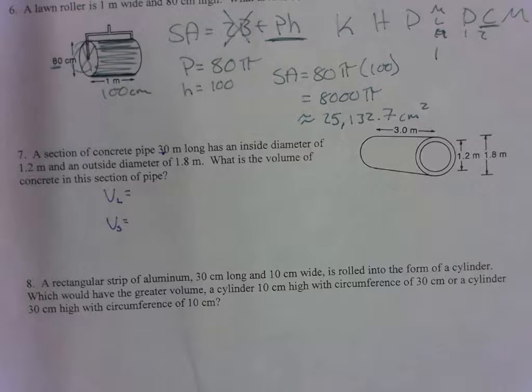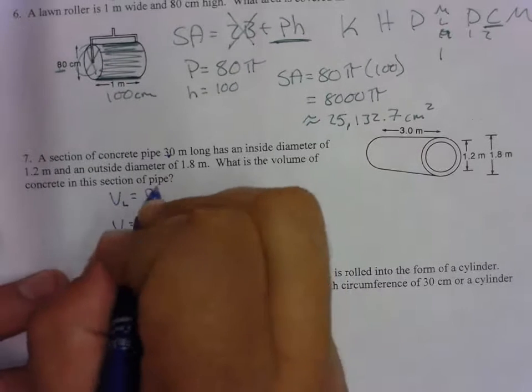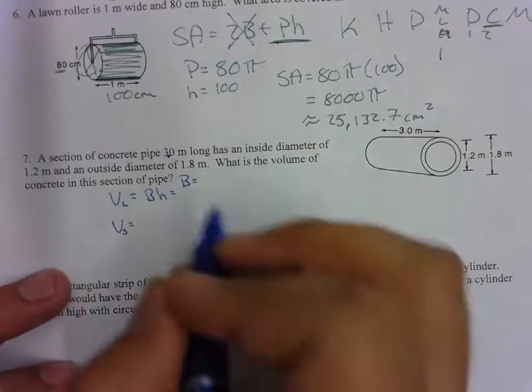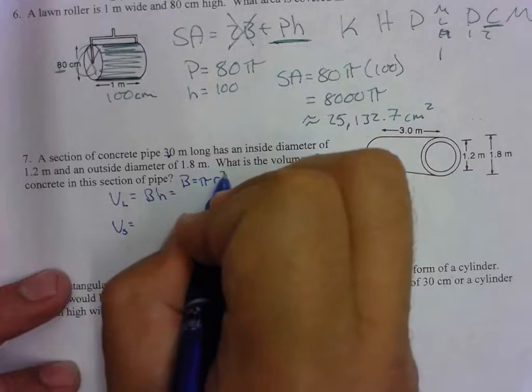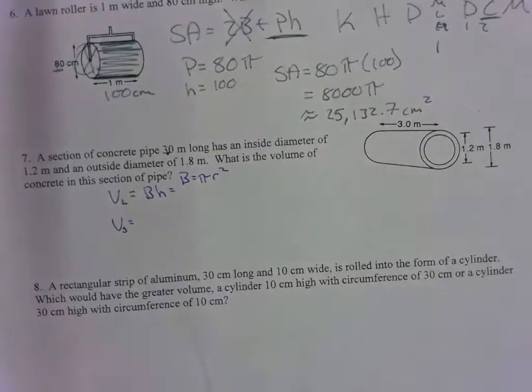So, volume of a cylinder is the area of the base times the height. The base is a circle. The circle is pi r squared. Guys, the best way to remember any formula is to write it down every time you need it.